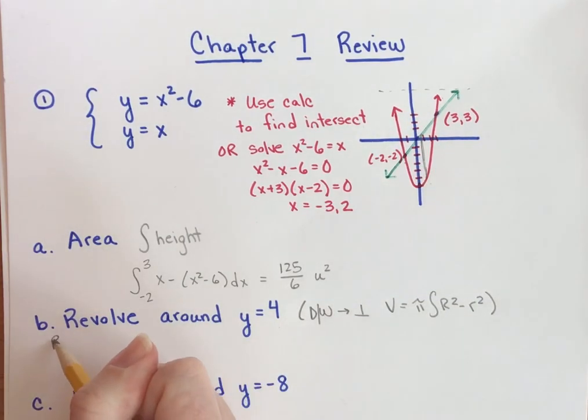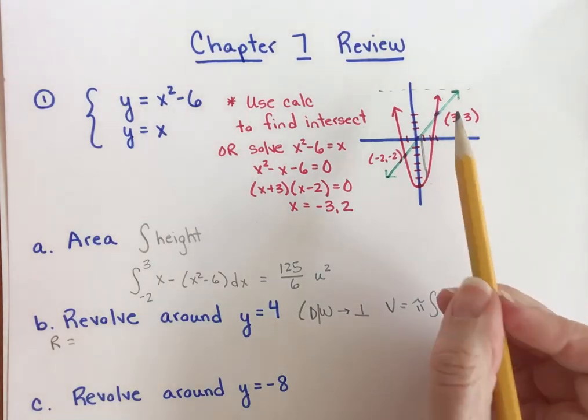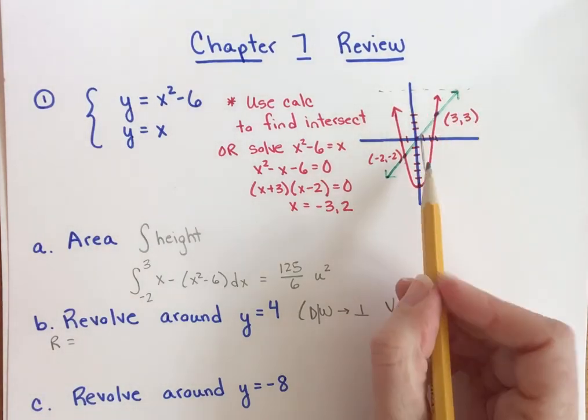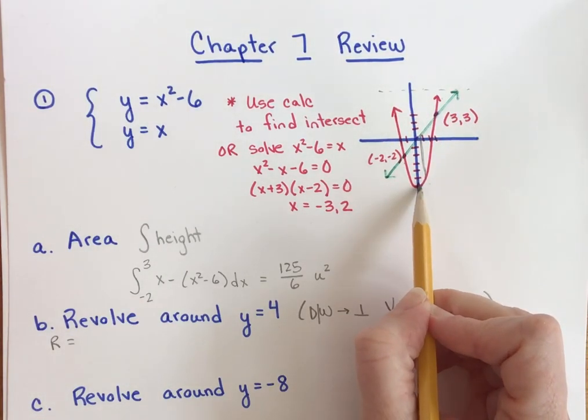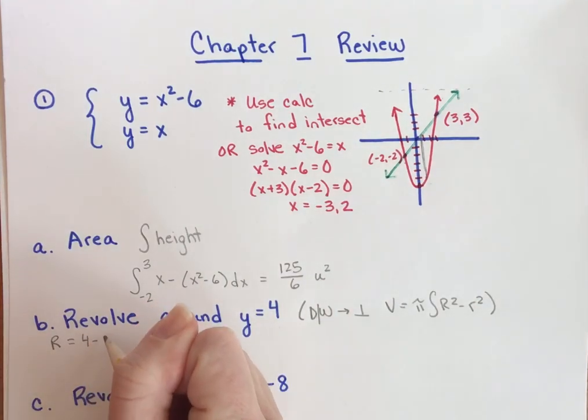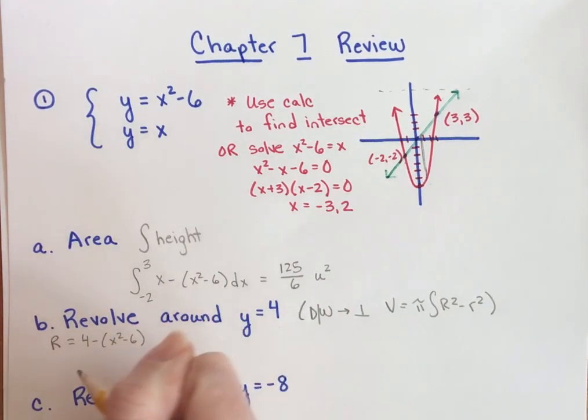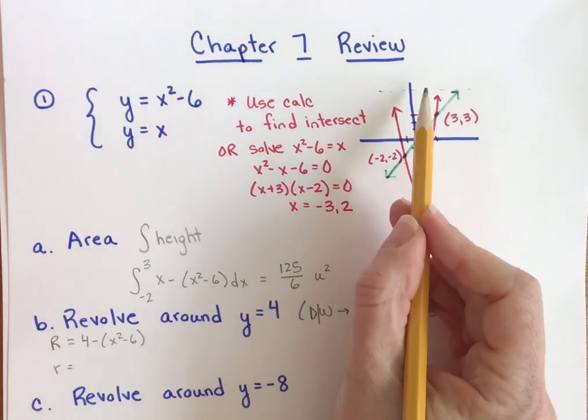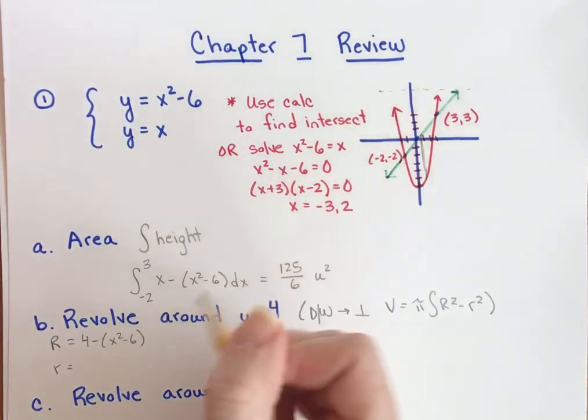In this case, big R is going to be the distance from the axis to the outside function, which is our parabola. It's the larger space. I have a little r, which is the distance from the axis to the inside function.